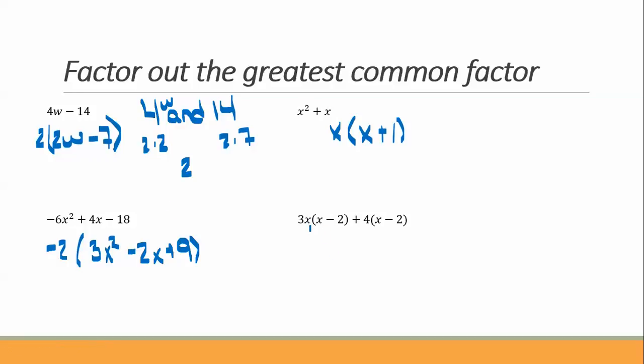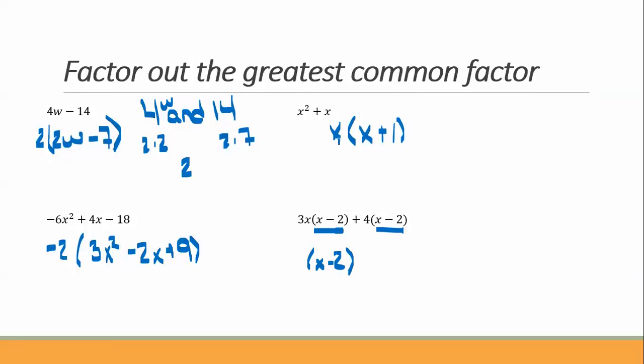This last one, we have 3x times x minus 2 plus 4 times x minus 2. Our greatest common factor of these two is x minus 2. We also did this same process when we were adding and subtracting in sections 2.1 and 2.2. Any way you think about it, it's all working the same. So you can think about it as combining like terms, or you can think about it as factoring out the greatest common factor. But the greatest common factor is x minus 2, so we're going to factor that out.